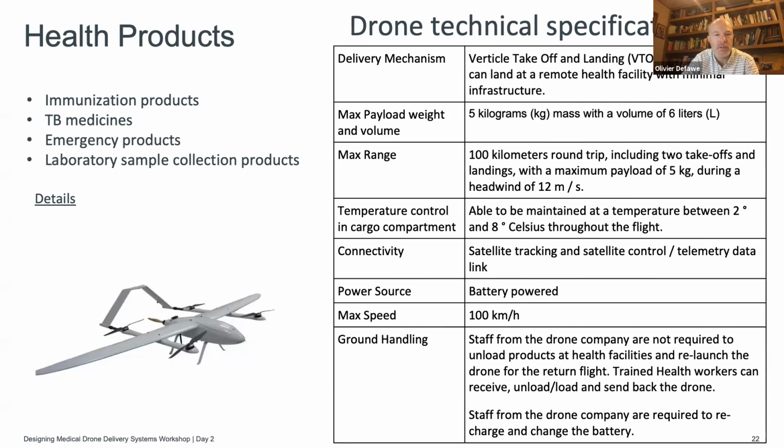Don't worry about the safety margin. Temperature control, able to maintain between 2 and 8 degrees. Connectivity, satellites, redundancy into the system. So there is a satellite tracking and control. So that solves the problem of connectivity.